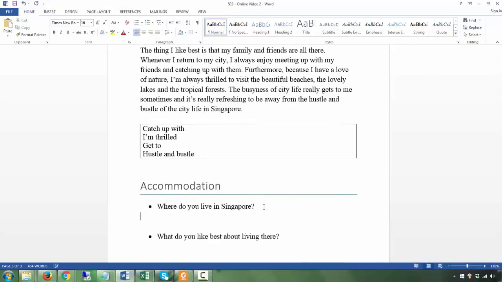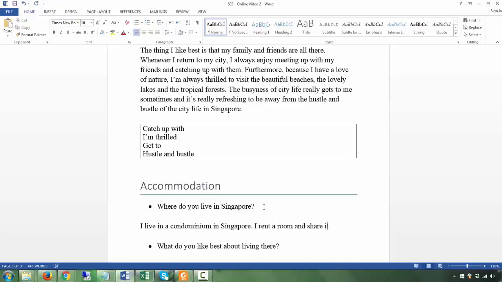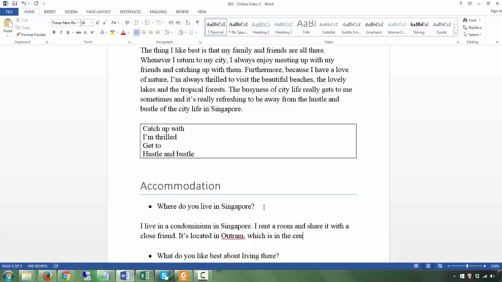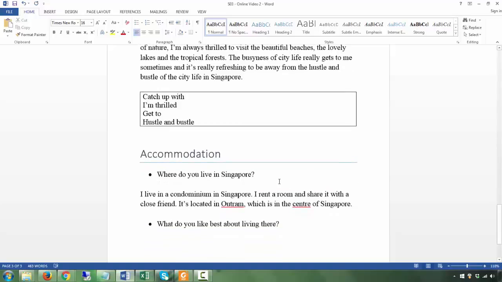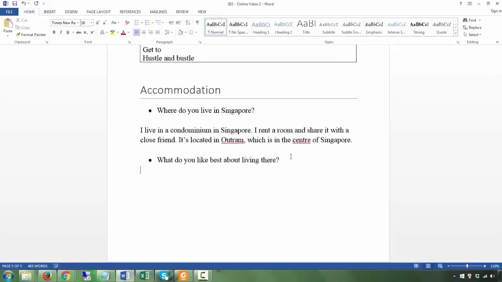Let's go to accommodation. Where do you live in Singapore? I live in a condominium or HDB flat in Singapore. I rent a room and share it with a close friend. It's located in Outram, which is in the center of Singapore. Okay, nothing fantastic, no idiomatic words here. That's fine. Again, as I mentioned, not every single sentence or answer needs that. All right.